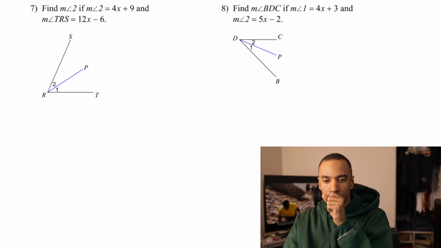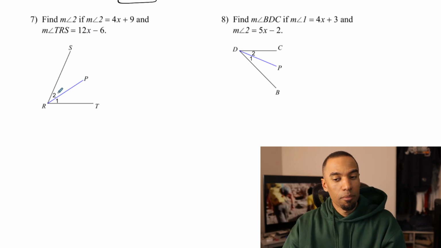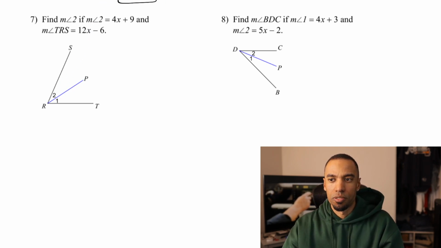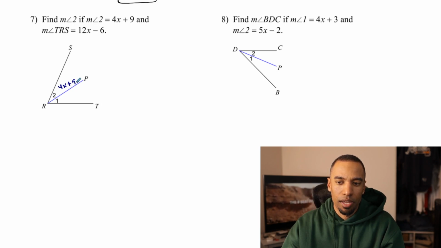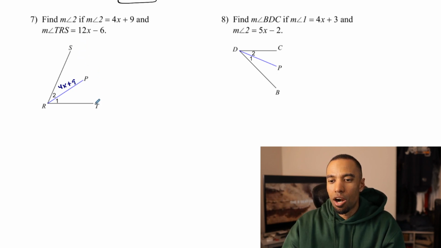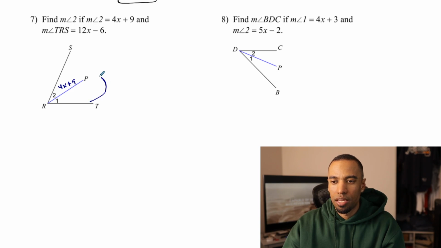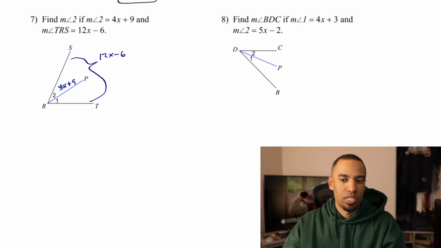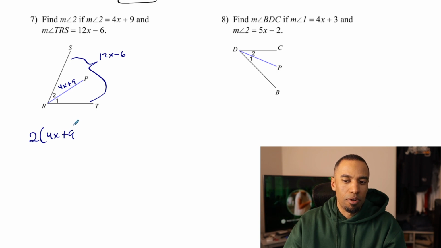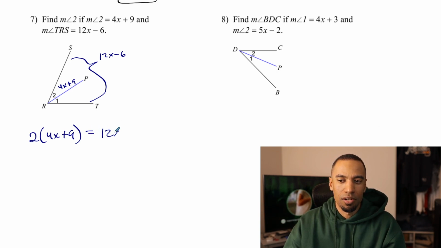Number 7. We've got to find the measure of angle 2 now, so we solve for x first. Measure of angle 2 is 4x plus 9. No, we've got to solve for x. And TRS, the whole thing, is 12x minus 6. If one is 4x plus 9, so is the other, or we can double the angle measure. Let's double the angle measure. That way you know that you can do one or the other.